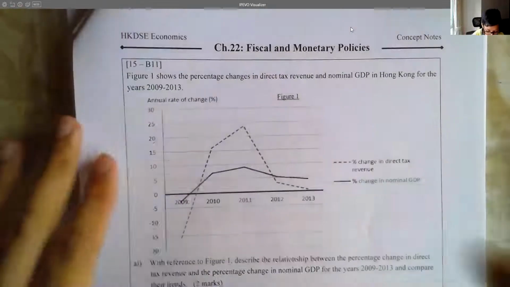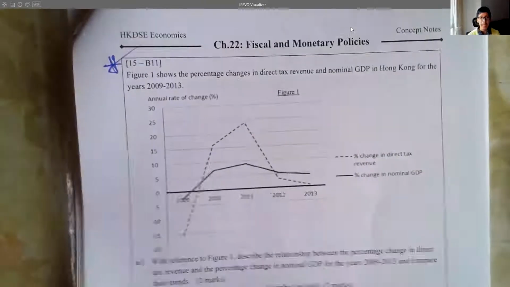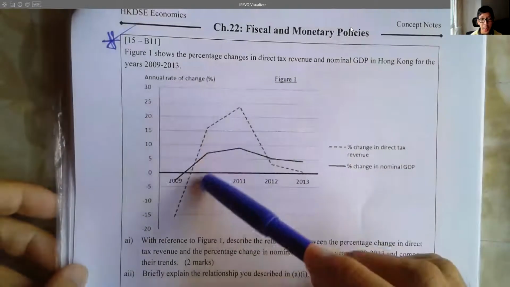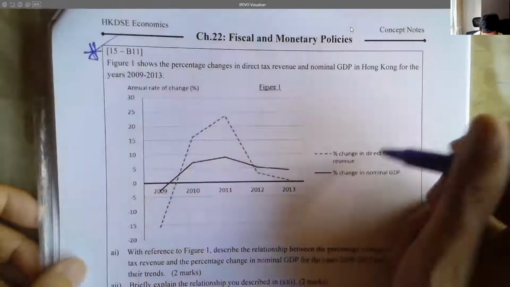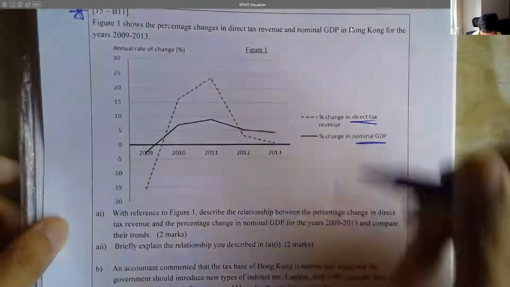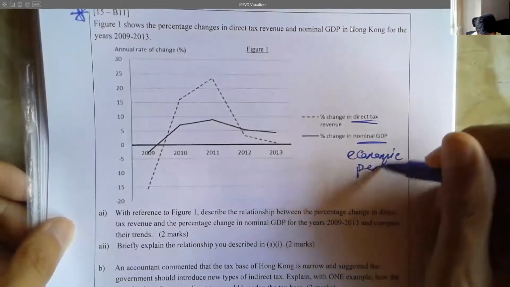Okay, 好嘛？Now, next one, we are going to look at one very difficult question. Now, this is not easy, okay? This is going to be a difficult question, okay? Now, it shows, first, the percentage change in direct tax. Another shows the change in GDP. Basically, this is the economic performance.